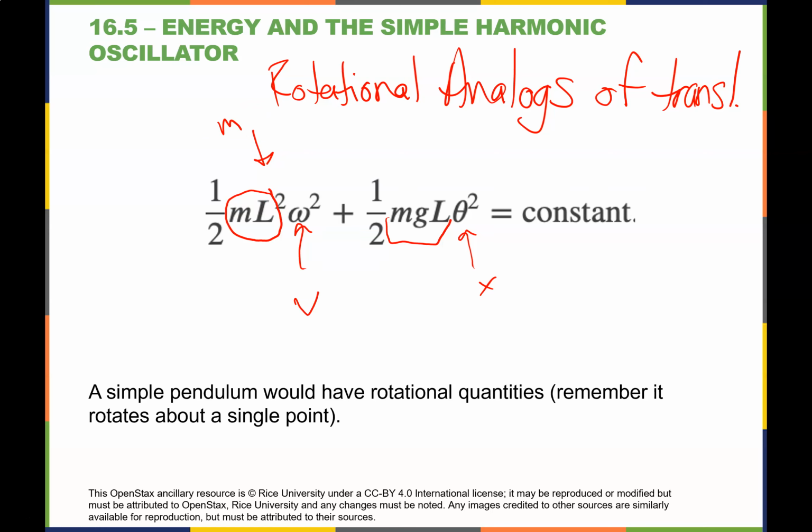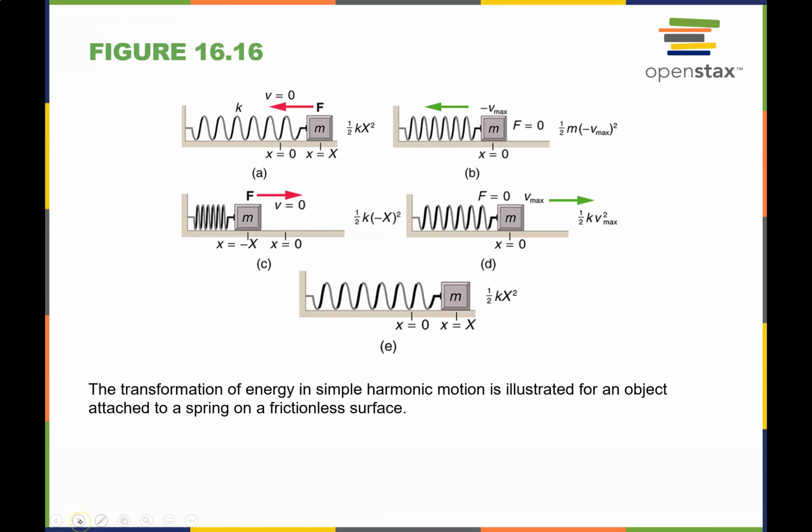Okay, so our simple pendulum would be one of our examples of something that has rotational quantities. Remember that a pendulum that you hang from any point has one rotational point. That's why it's considered a rotation. Springs are a little bit different. They may be attached to a single point, but they don't rotate, right? The motion of this guy is not this. The motion of this guy is back and forth only.